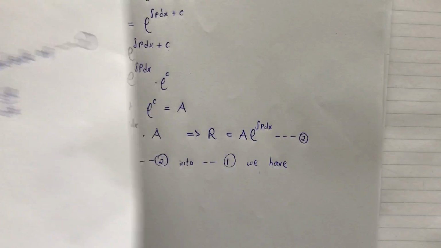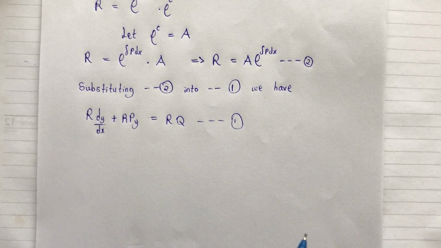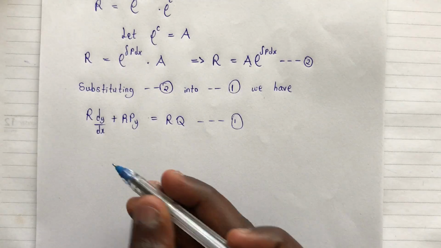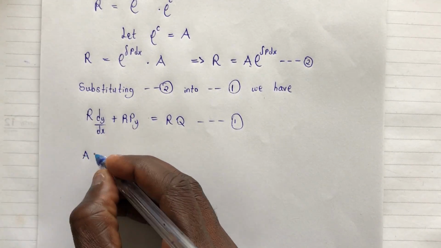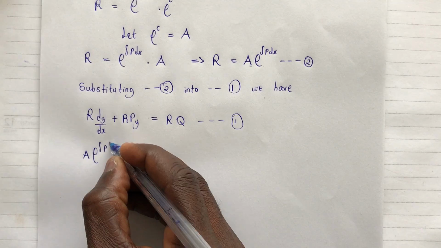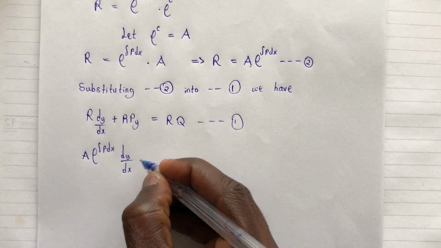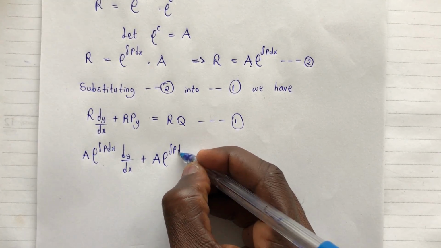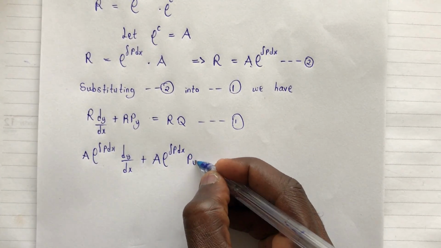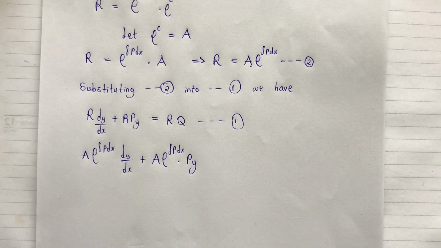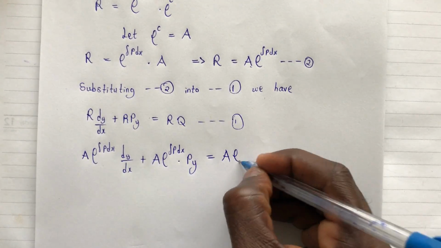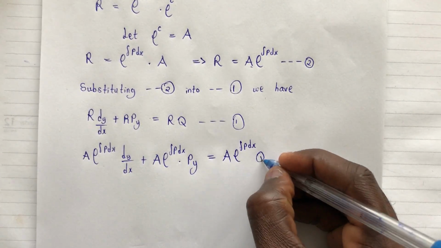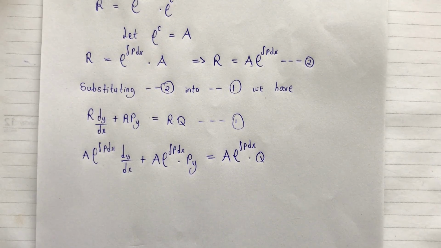So let me put it down. Wherever we see r, we are substituting equation 2. So let's do that. This is giving us a e^(∫p dx) dy/dx plus a e^(∫p dx) times py, equal to a e^(∫p dx) times q. Now look at this very carefully.